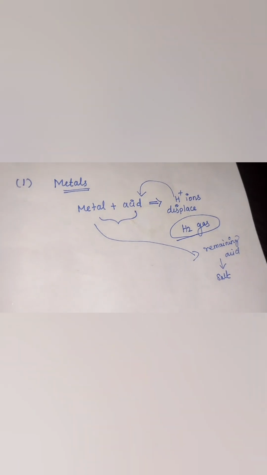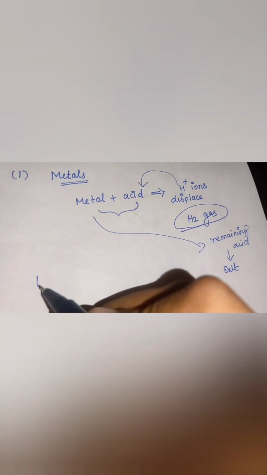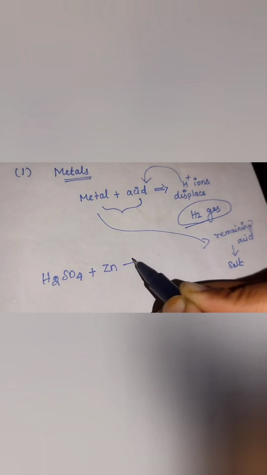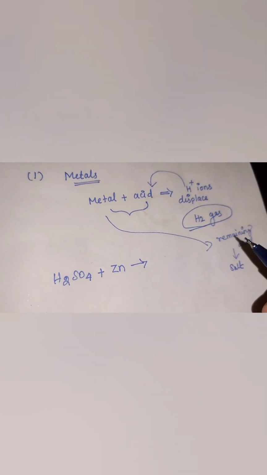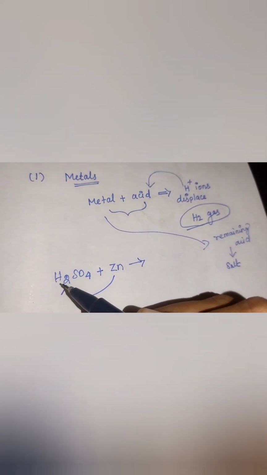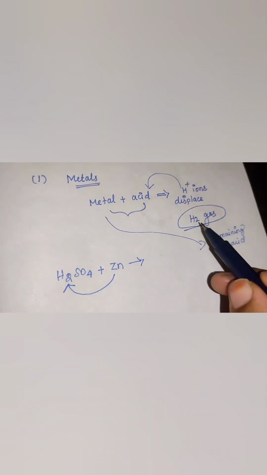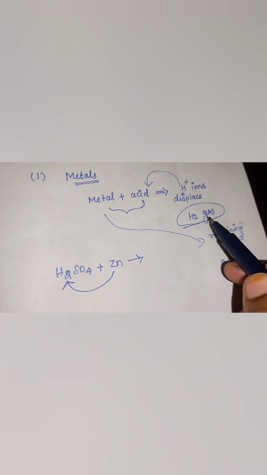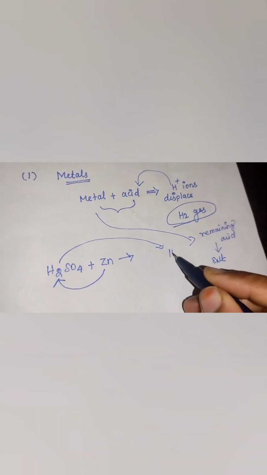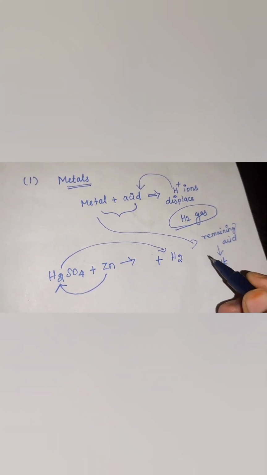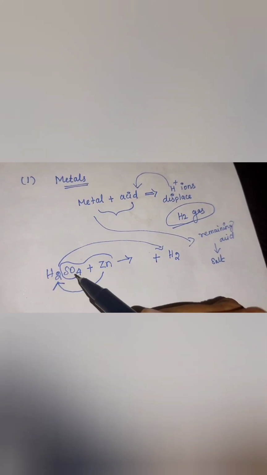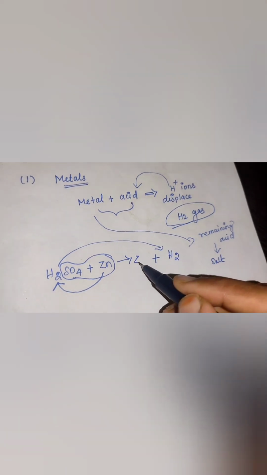For example, I am taking sulfuric acid, H2SO4, and zinc metal. This zinc metal displaces the H plus ions, which leads to the production of hydrogen gas, so this H2 came here. Afterwards, the metal reacts with the remaining acid to form the salt, zinc sulfate.